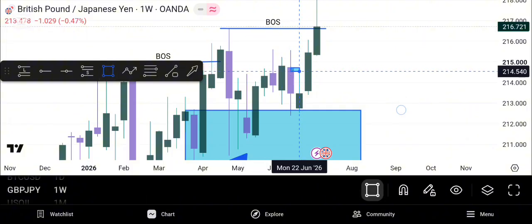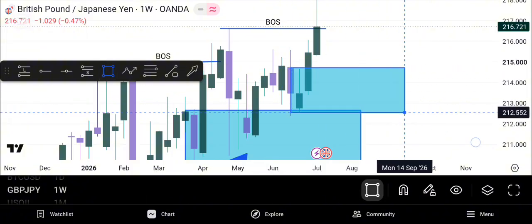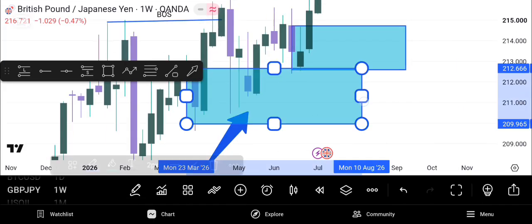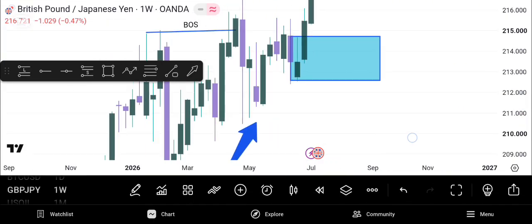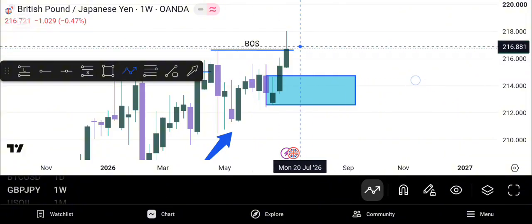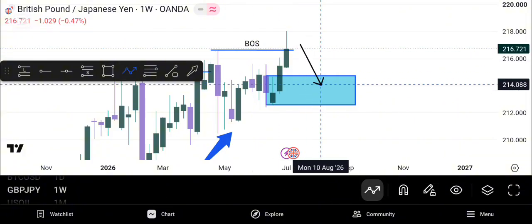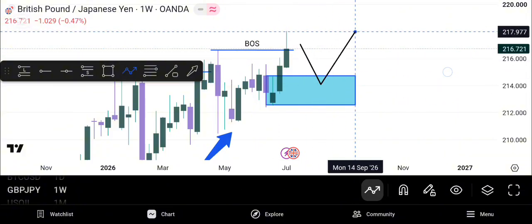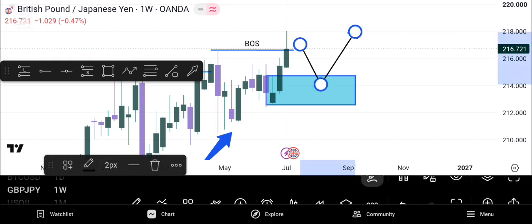So we might see from here, from the order block or demand zone which caused that, price fall down to this level and then continue going up. So that is it on the weekly time frame.